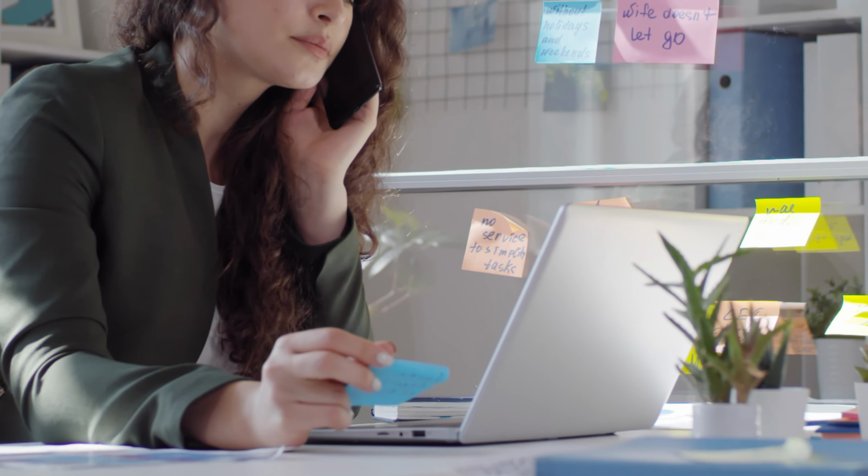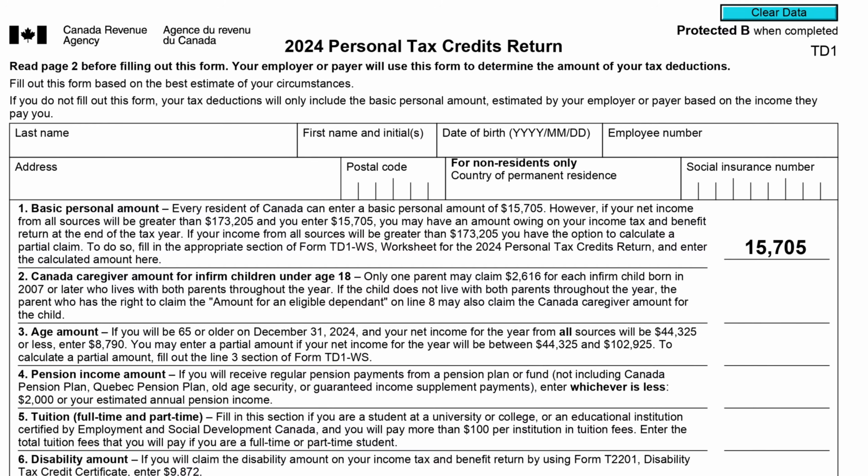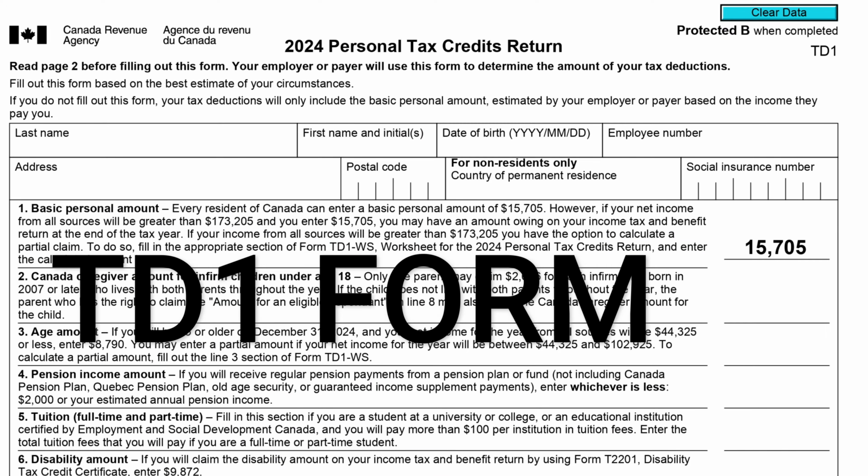As an international student, it's difficult to navigate through taxes, especially when starting a new job in Canada. Your employer might give you two forms like this. It's called the TD1 form. One is federal and another is provincial.